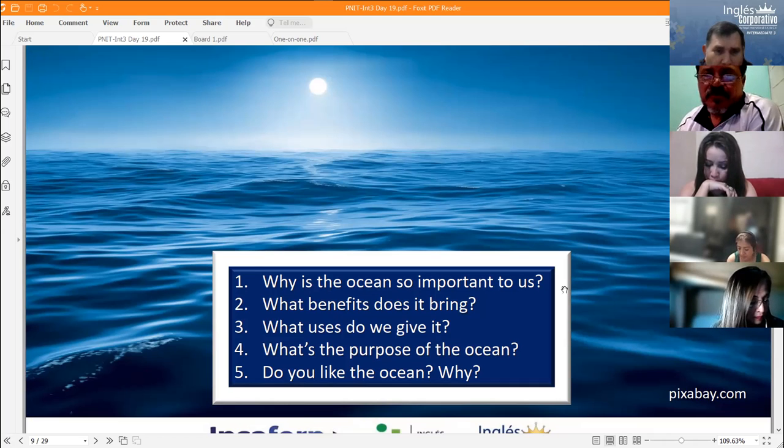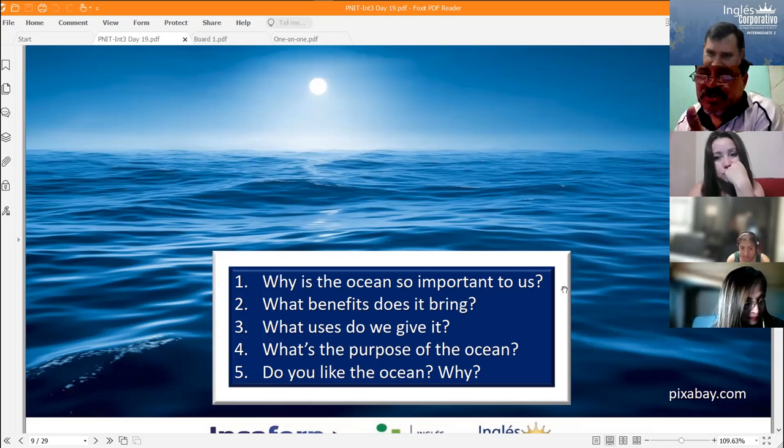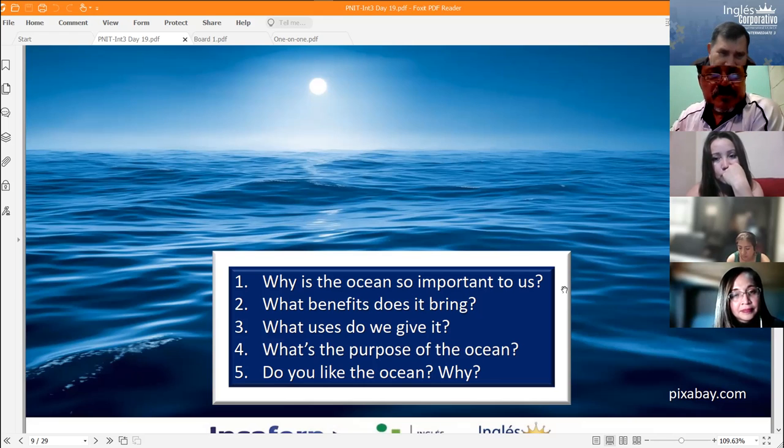Okay. So teacher, does every ocean have a beach? El Salvador has very good beaches, yes. So is it important for tourism? Yes, it's important for tourism.